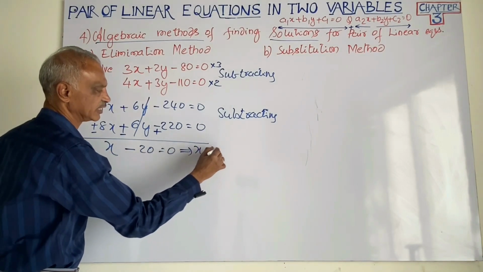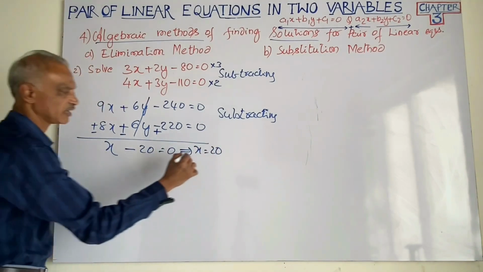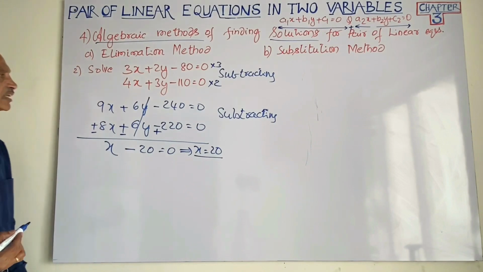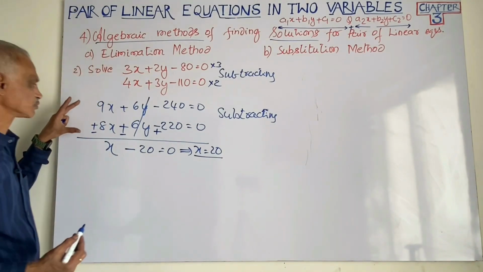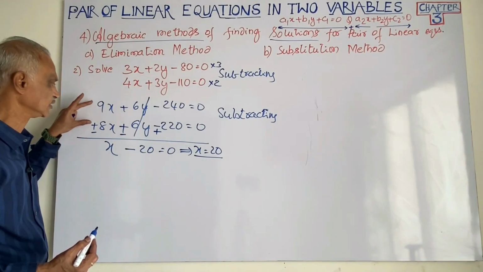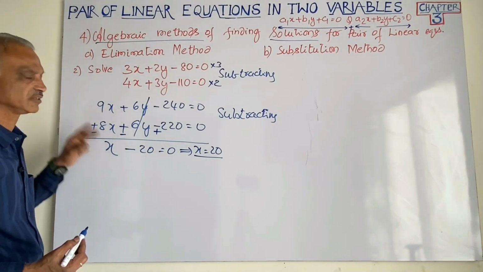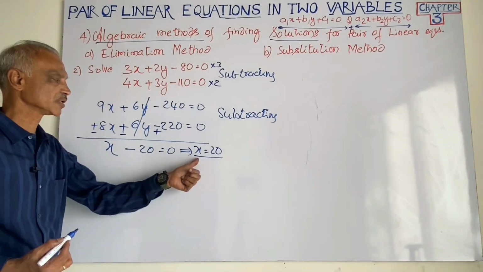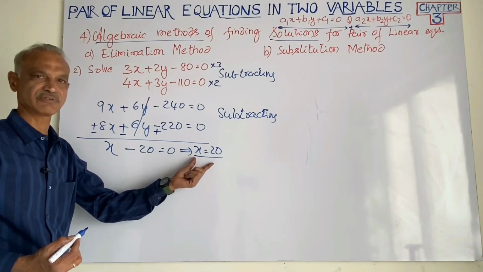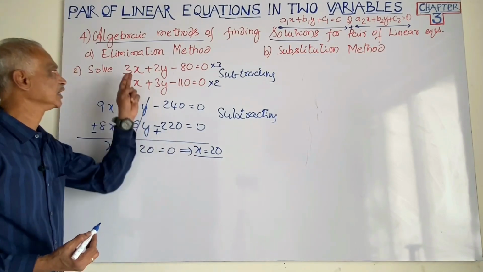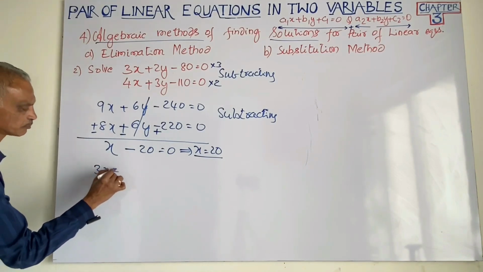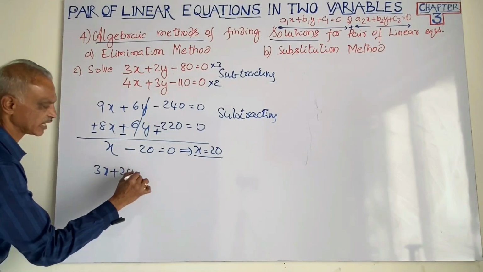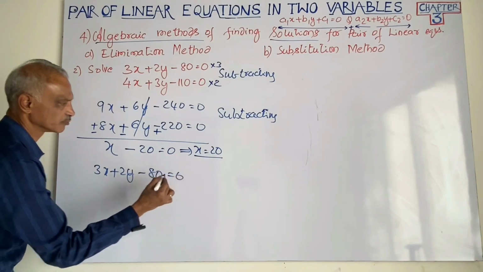X you got 20. You substitute the value of x is equal to 20 in one of these two equations. You can substitute in this equation also. In these two equations you will get the value of y, no problem. It is better to substitute the value of x in this equation. It is very easy for you. 3x plus 2y minus 80 is equal to 0. What is the value?